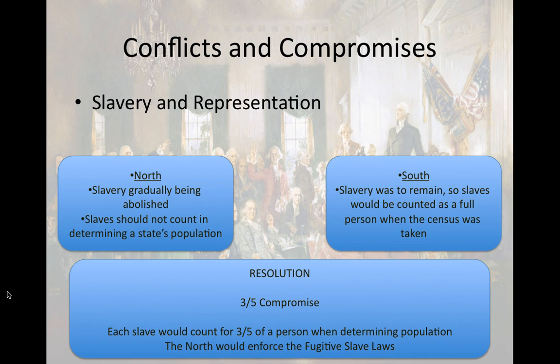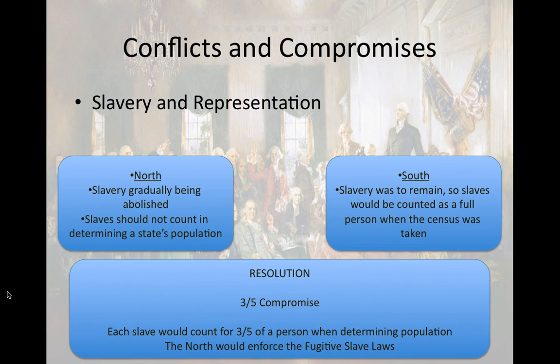So that's why not their vote, but their existence would count as 3/5 of a person with regard to representation in Congress. So that means that states that have slaves would be able to count their slaves into the population as 3/5 of a person, because remember, the more population you have, the more members you get in the House.